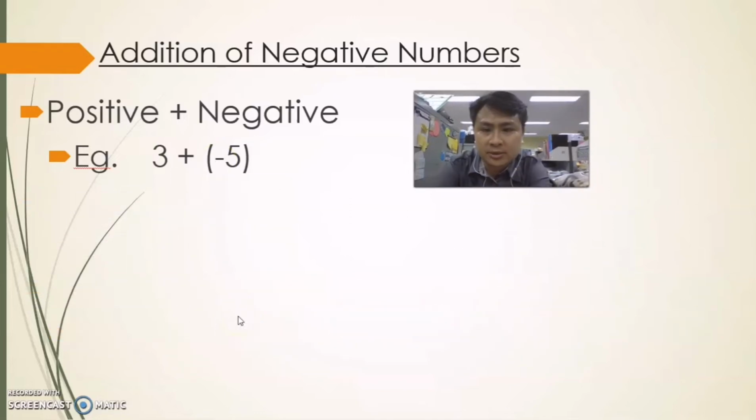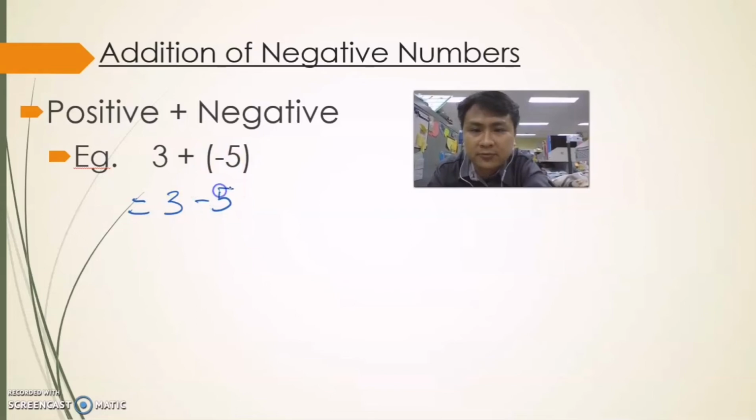Alright, just now we discussed how to remove the brackets. Over here we have positive multiplied by negative. We'll replace this multiplication with a minus sign. So this is what we will get now. 3 plus negative 5 will end up with 3 minus 5.